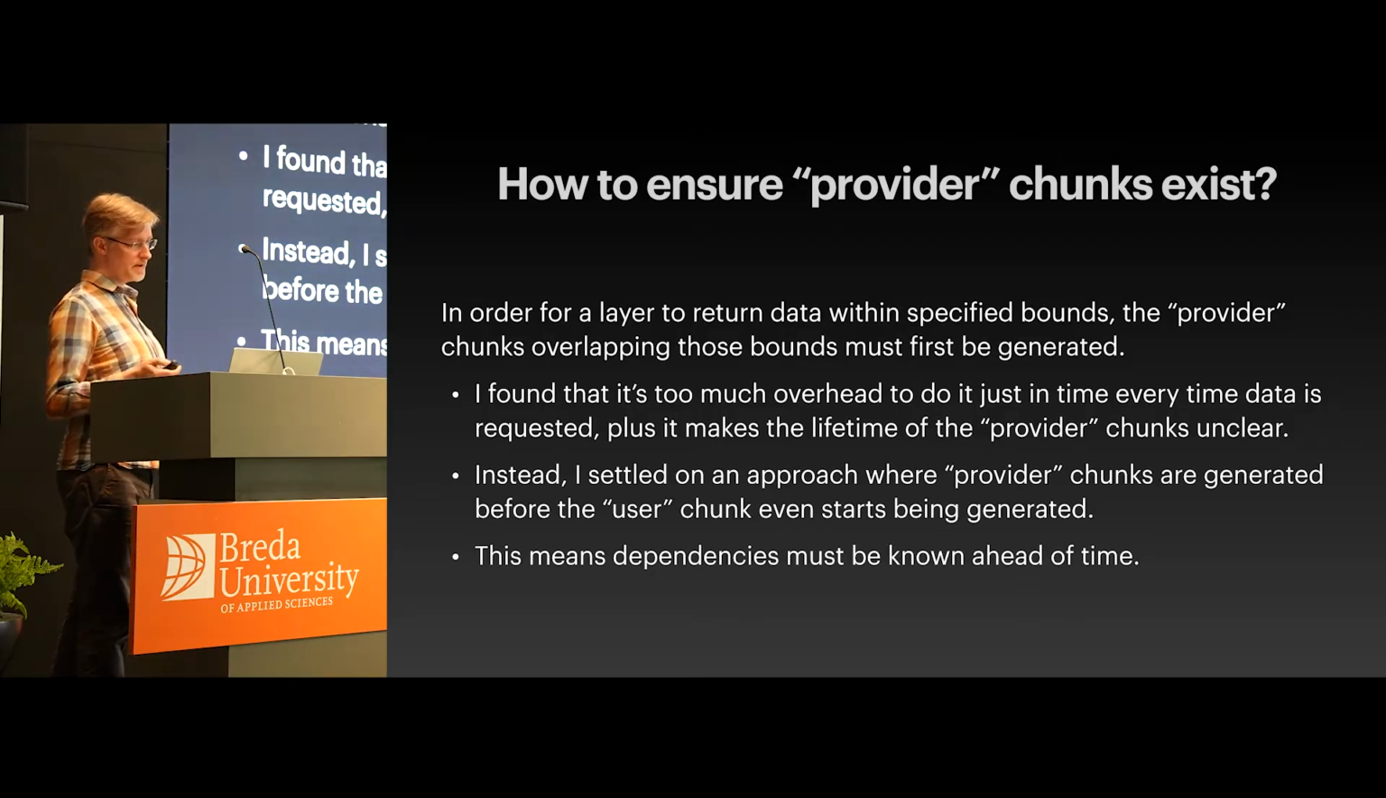So how do we ensure that the provider chunks exist when we need data from them? Yeah, they of course need to be generated when we need the data from them. And I found it's too much overhead to generate them just in time when a method call is requesting the data. It made it a bit unclear what the lifetime of the chunk should be. So instead, I settled on an approach where all chunks that need to be providers for another chunk are generated before that user chunk. This means that we need to know about the dependencies ahead of time, before the user chunk is even generated.